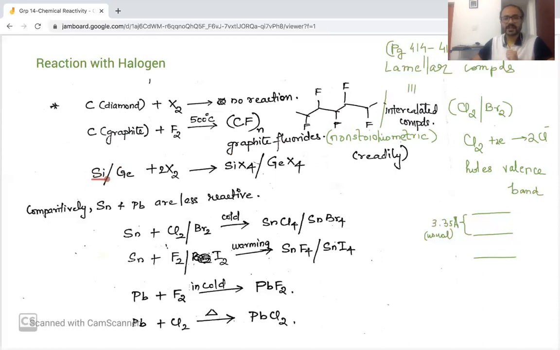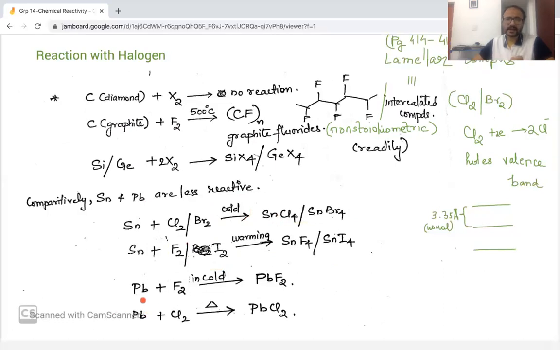Talking about the reactivity of silicon and germanium, when they react with halogens, they form the corresponding tetrahalides. However, when we talk about tin and lead, they are less reactive, because when you react them with reactive elements like fluorine, you require a little bit of warming. So tin, when it reacts with chlorine or bromine in cold condition, forms the corresponding tetrahalides. However, tin reacts with fluorine and iodine on warming to form the corresponding tetrahalides. Lead, on the other hand, forms dihalides and not tetrahalides.